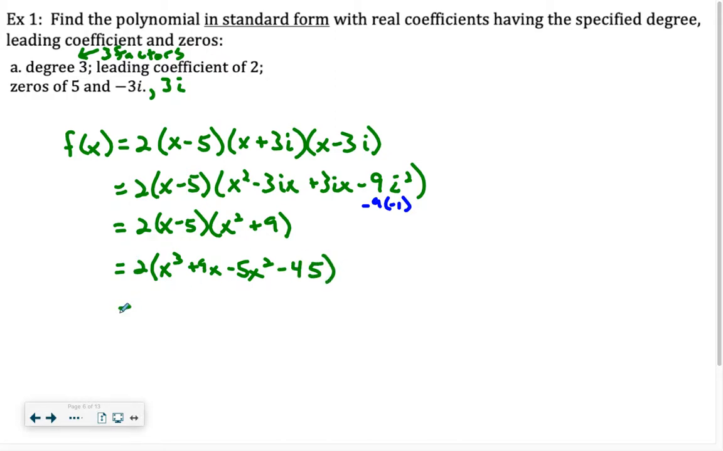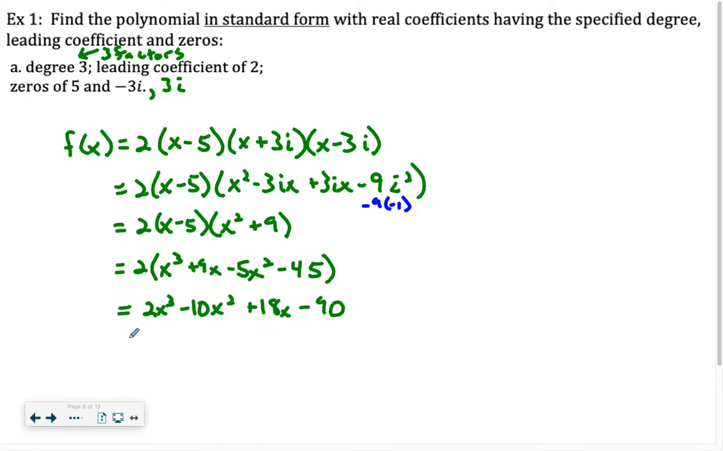So finally, we just want to multiply everything by 2. And as I'm doing that, I'm going to put these in the correct order of descending power. So 2 times x cubed. Then my next power is squared. So I'm going to do 2 times negative 5x squared. That would be negative 10x squared. Then 2 times 9x. And 2 times negative 45. So this would be my final answer.